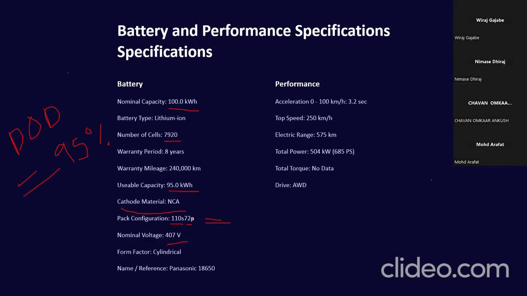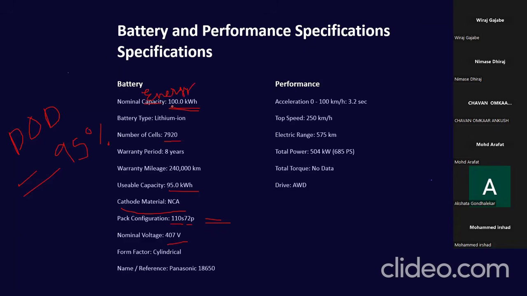Okay. And capacity, in terms of parallel configuration: as many cells as you are connecting in parallel, the capacity of the cells will add up, but the voltage will remain the same. So if you divide this 100 kilowatt hour value by 407, you will get the actual capacity. This is not the capacity actually, this is the energy.